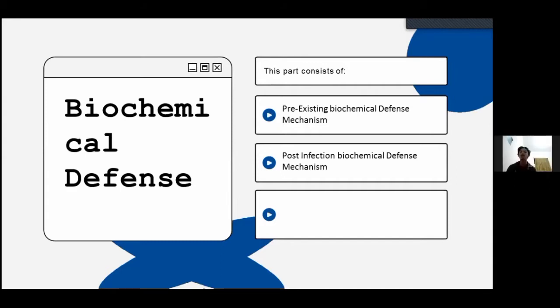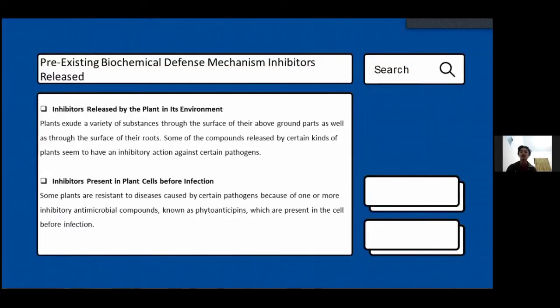Next is biochemical defense. This part consists of pre-existing biochemical defense mechanisms and post-infection biochemical defense mechanisms. Next, pre-existing biochemical defense mechanism: inhibitor release. Inhibitors released by the plant in its environment.